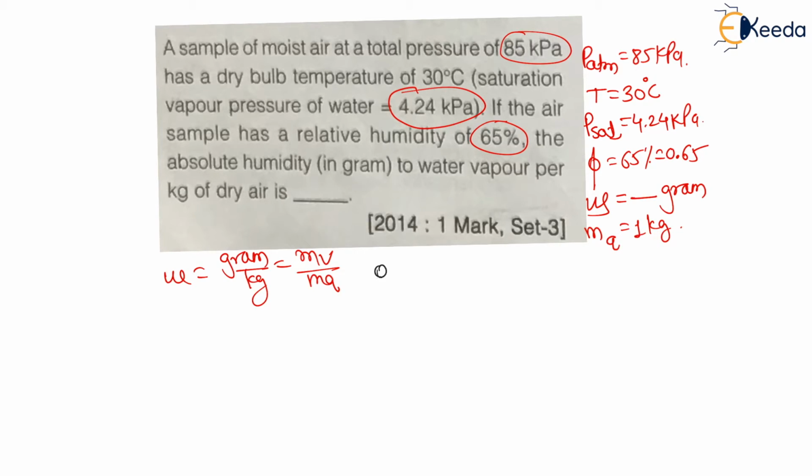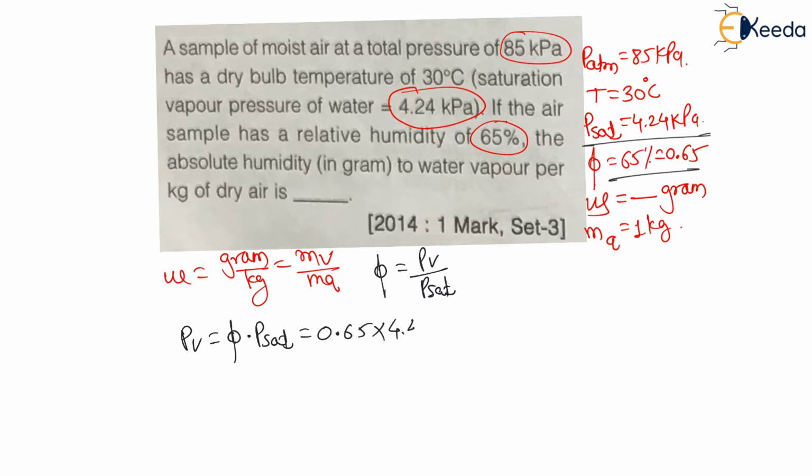Now my dear students, this relative humidity is nothing but vapor pressure divided by saturation pressure, right? So let us put here relative humidity is given, saturation pressure is given. From this we will get vapor pressure. Therefore vapor pressure is equal to relative humidity into saturation pressure, which is nothing but equal to 0.65 into 4.24. Therefore if I calculate this, I will get vapor pressure equal to 2.756 kilopascal.